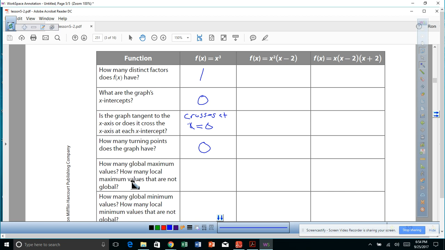How many global maximum values? How many local maximum values that are not global? No maximum values. How many global minimum values? How many local minimum values that are not global? No minimum values.